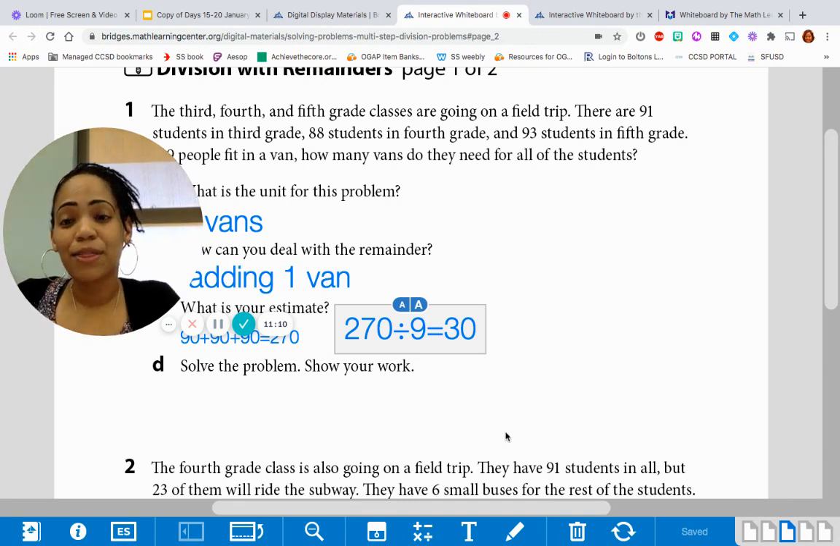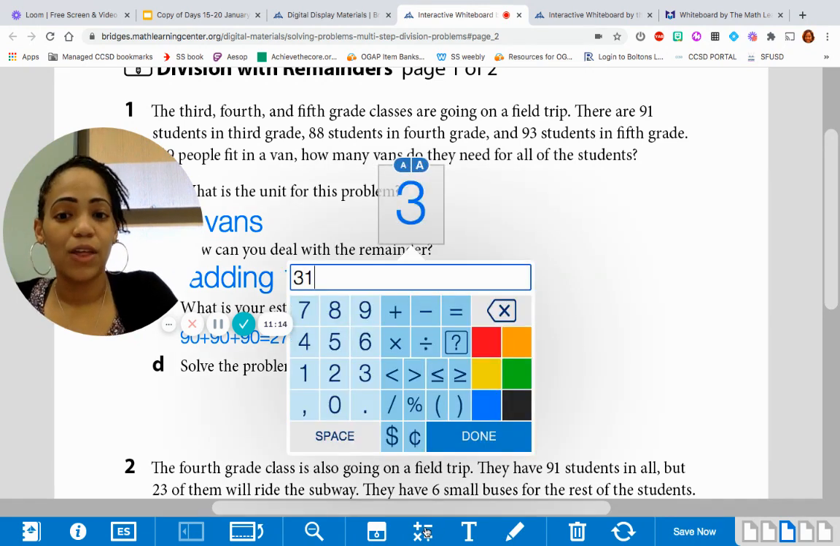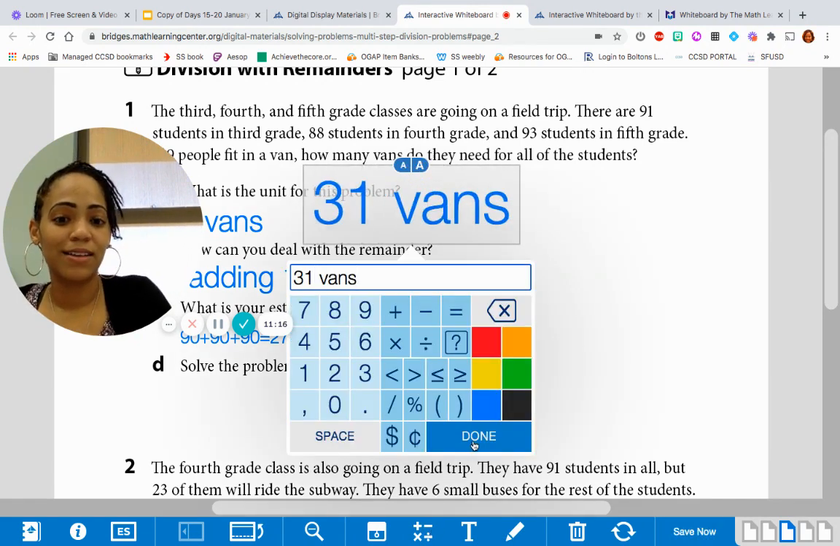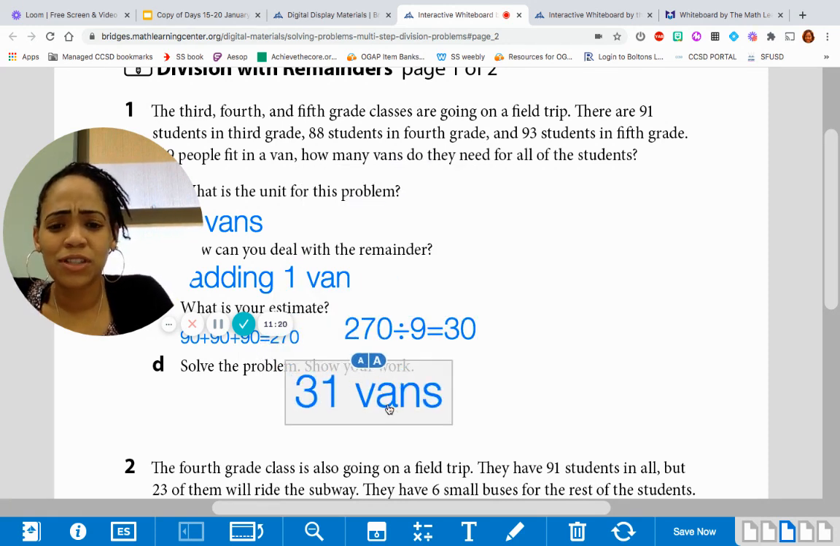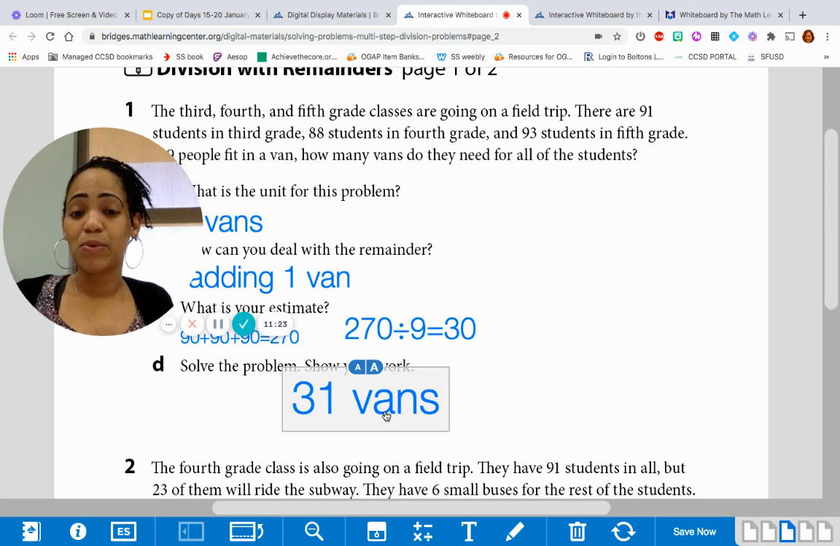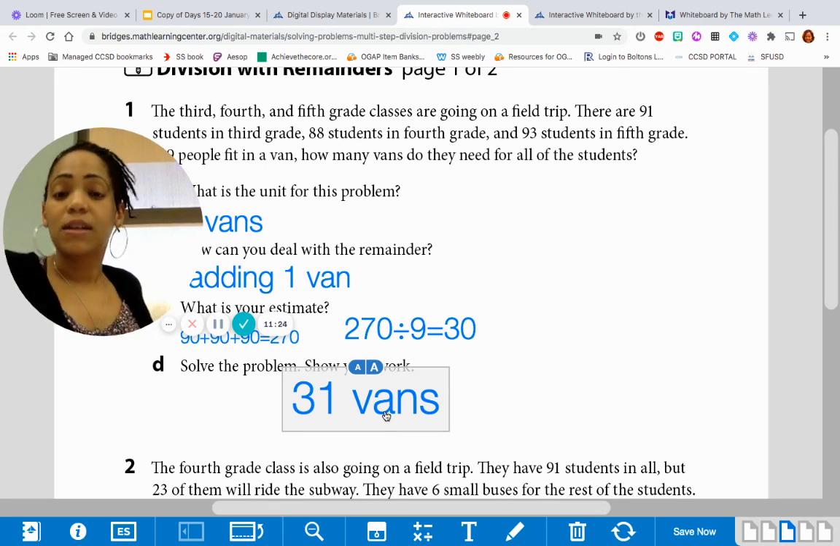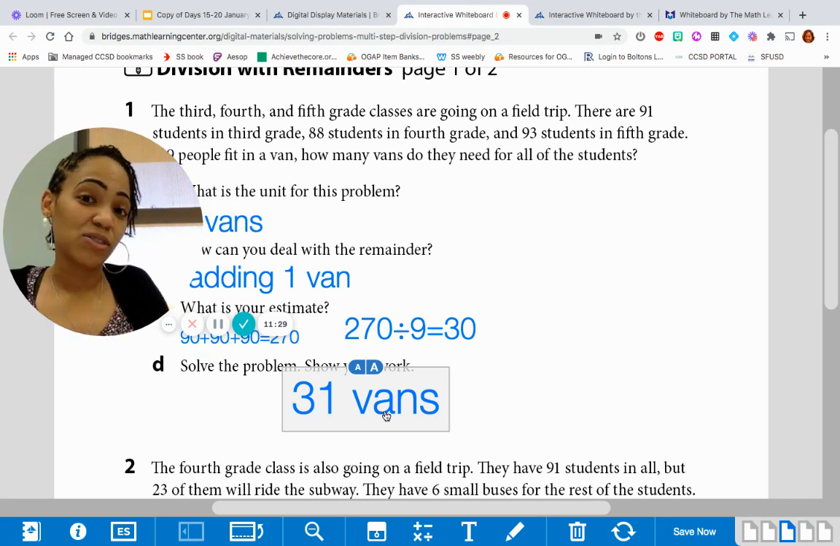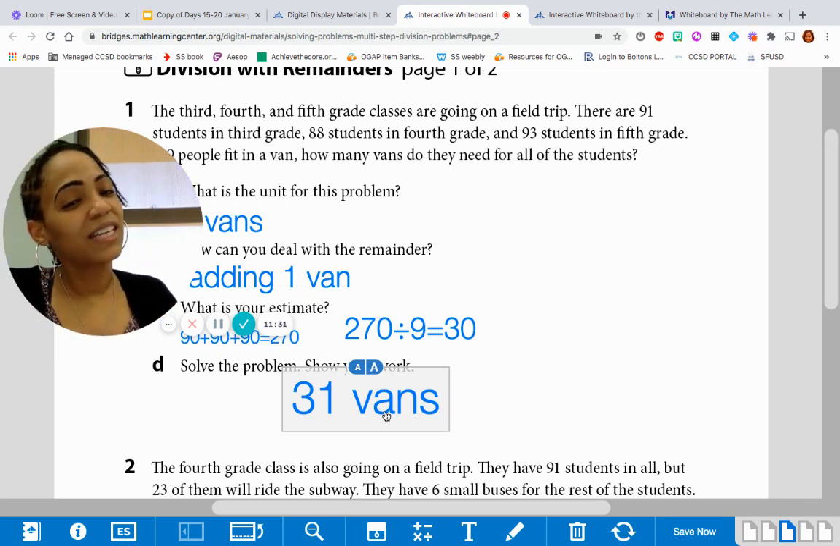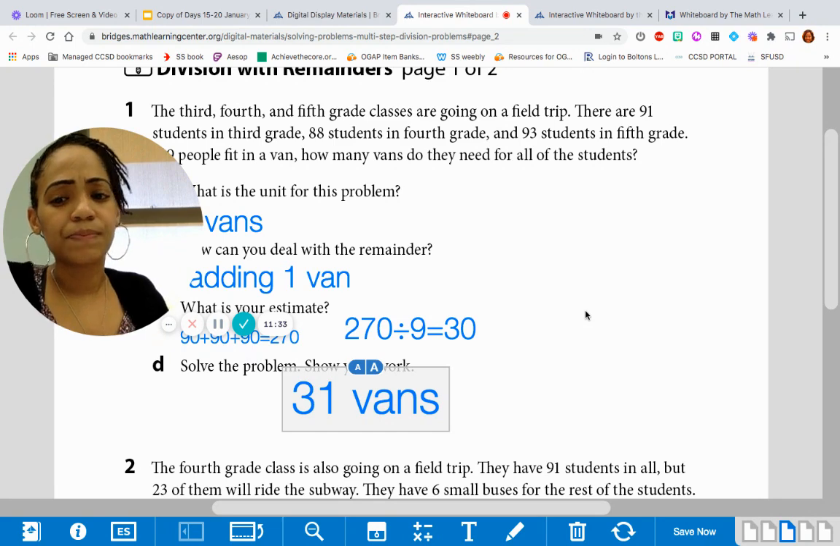So instead of having 30 vans, we could have 31 vans. And one of the vans is just going to have some extra space. Maybe we won't put 9 in all of them. Maybe a good number will have 9 and some might have 8 and maybe one might have 7 or 6. But we definitely need 31 vans to fit all the students.